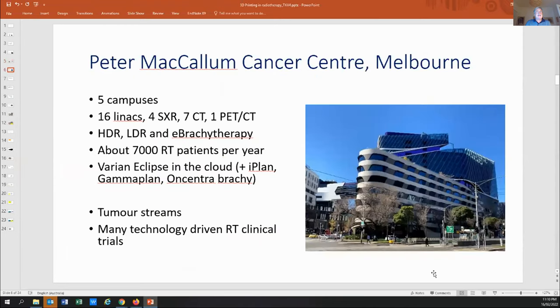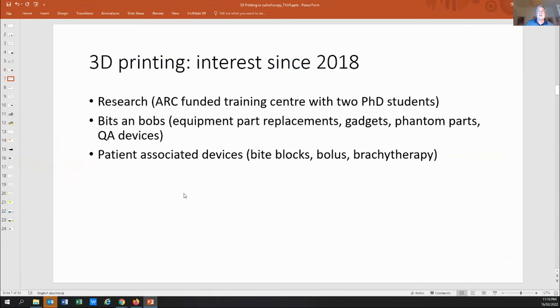I come from Peter MacCallum Cancer Center, which operates on 5 campuses, and our 3D printing program supplies 4 of these campuses. One of the campuses has its own 3D printing facilities. We are sort of a large-ish organization with 16 linear accelerators and do all sorts of treatment techniques overall, with about 7,000 patients treated per year. We have had an interest in 3D printing for about 4 years, and that was sort of fostered through a large research grant where we were part of a consortium looking at training of professionals in 3D printing. And that gave us the opportunity to work with some university and academic groups in Brisbane, where Scott is, in Wollongong and in Melbourne.